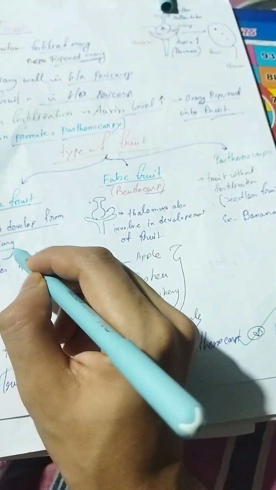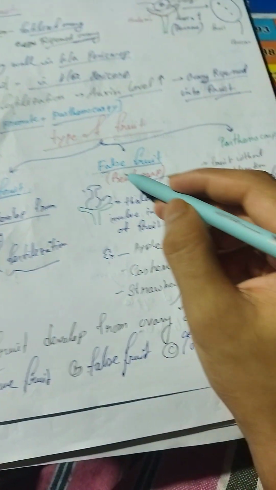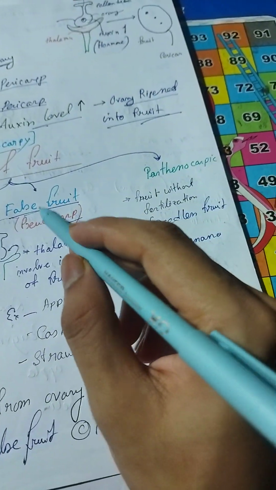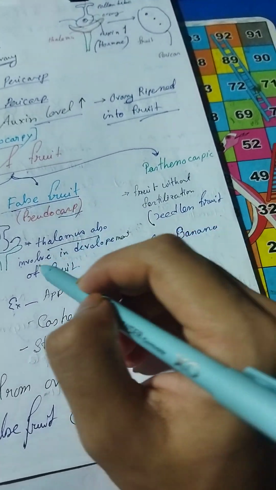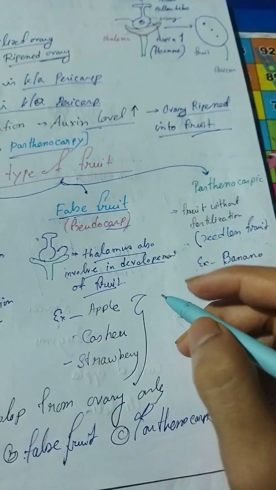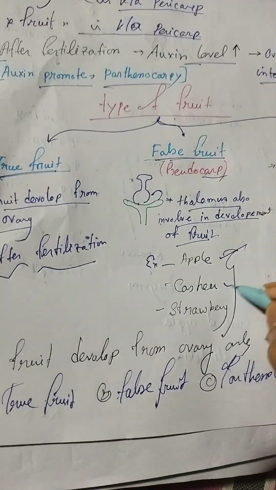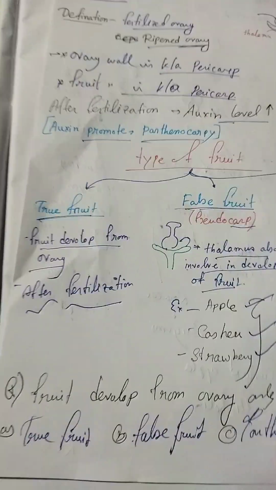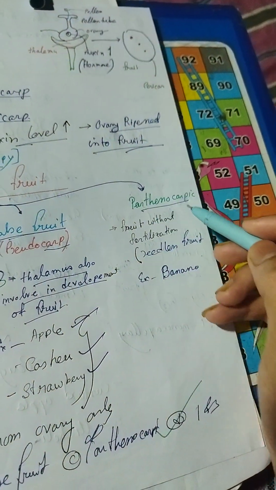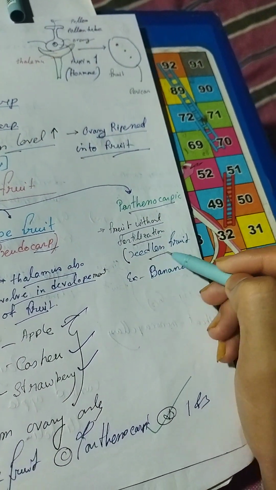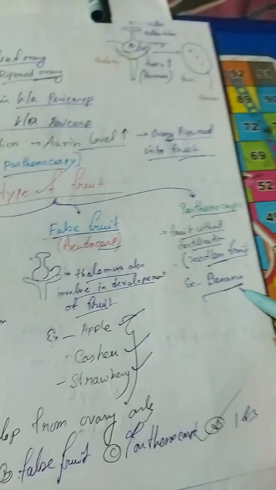True fruit develops from the ovary after fertilization. Pseudocarp or false fruit: thalamus is also involved in the development of fruit. Examples are apple, cashew, strawberry. And third is parthenocarpic fruit, fruit without fertilization, seedless fruit, banana.